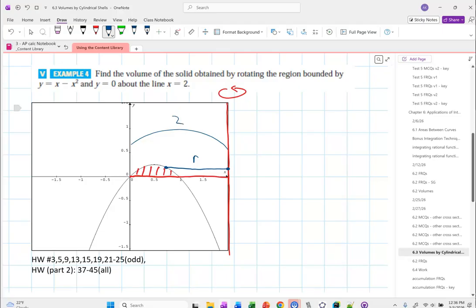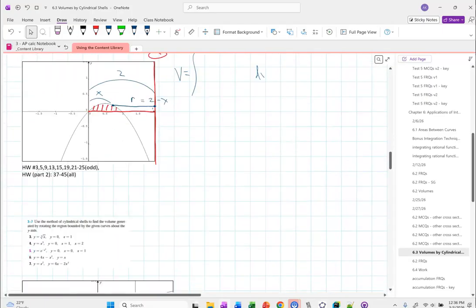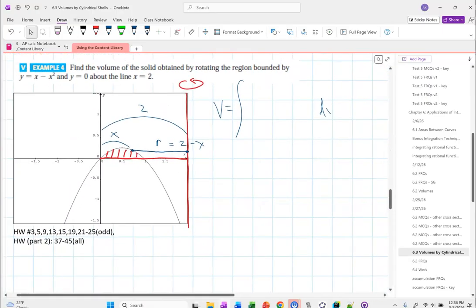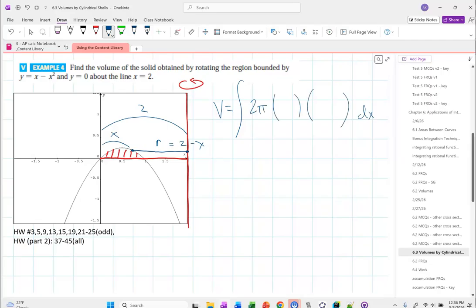So I know this distance is 2. This distance is an x. So my radius should be 2 minus x, right? I guess before we do this, we could acknowledge, since we're going about a vertical, this is going to be a dx problem. I guess I could do that to start with. Everybody okay so far? Now my radius is 2 minus x.